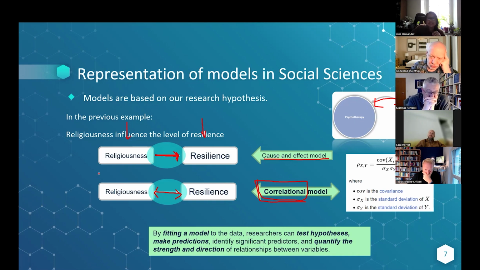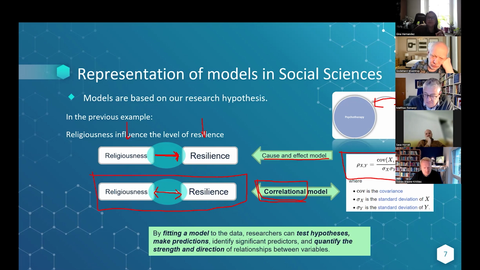Now, this is the graphical representation of a correlational model. However, here you have the mathematical representation of the model. Here you have the covariance of the variable religiousness and the variable resilience divided by the standard deviation of both variables. This is the statistical representation of the same model.